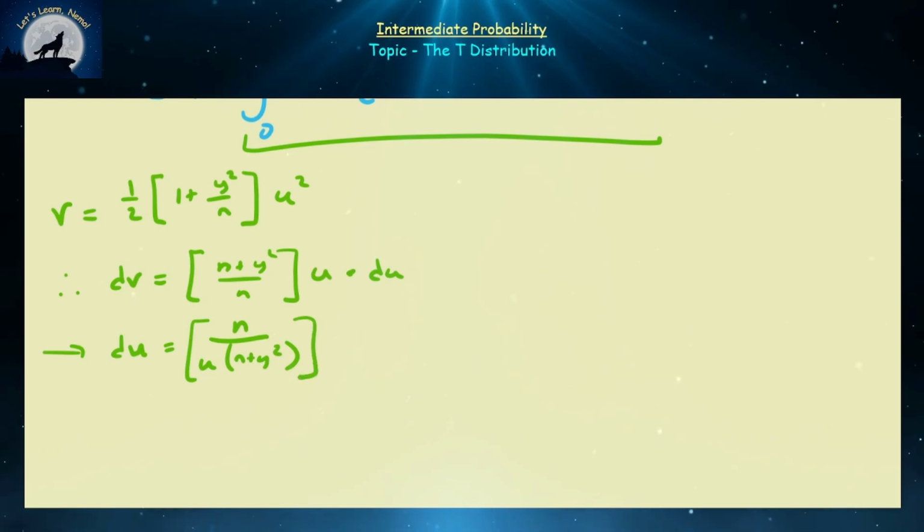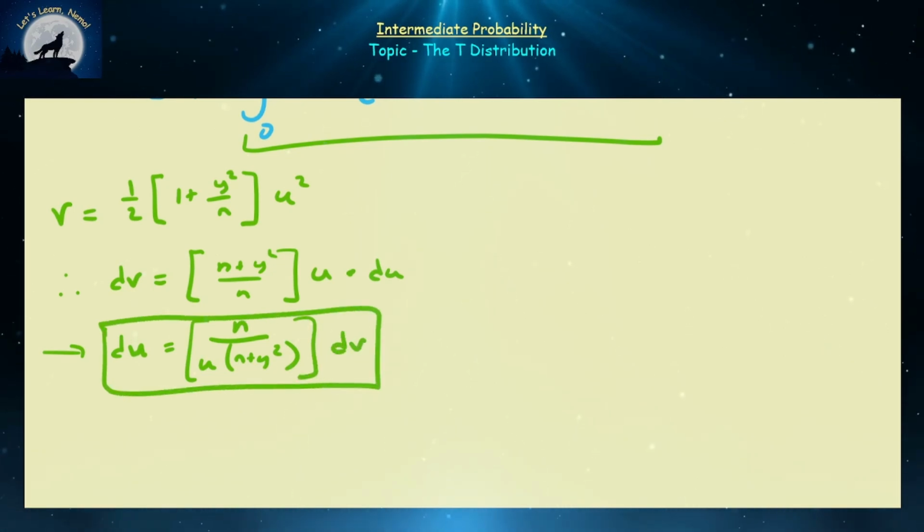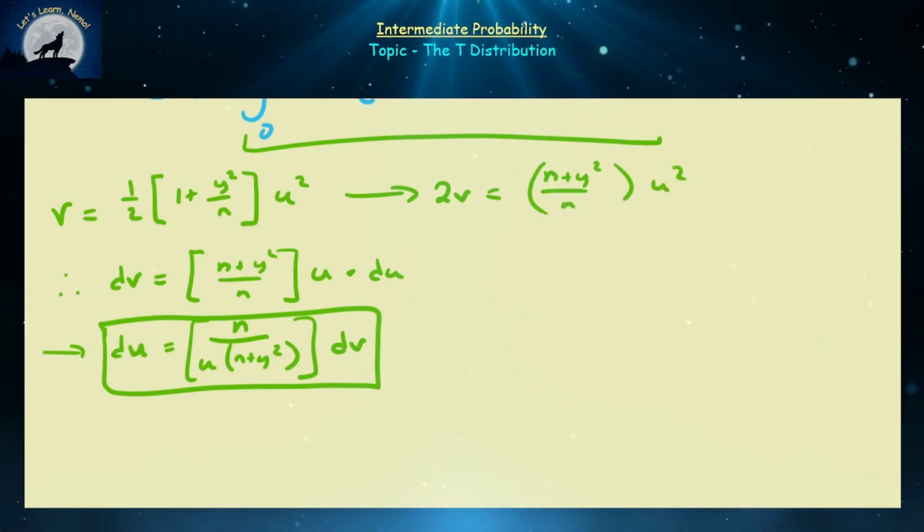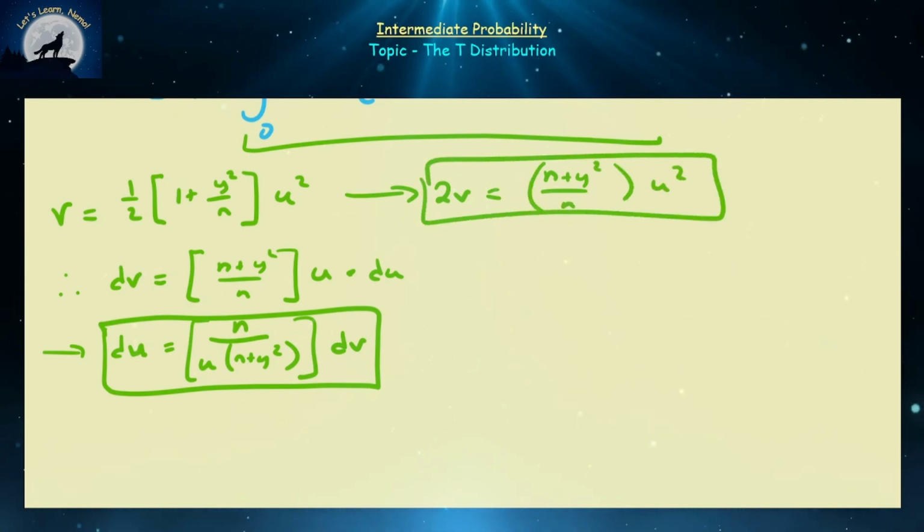And that will be your differential of u substitution piece. It's also important to note that v can be transformed into 2v equal to (m plus y squared) all over n times u squared, and this will come in handy also once we start transforming. Because if you solve for u squared in this expression, u squared will be equal to 2vn all over (m plus y squared).